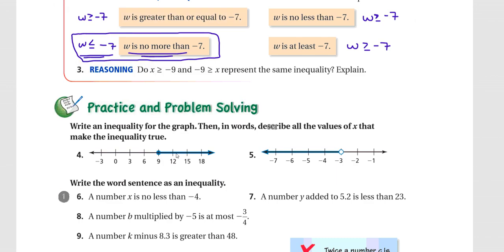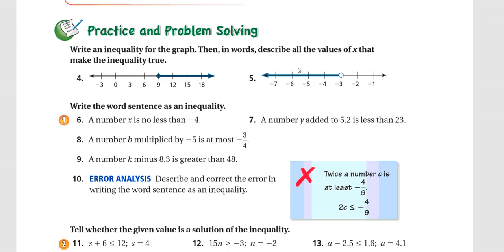For 4 and 5, write the inequality for the graph. So I'll go through number 4. On this one, it's a filled-in boundary, so I'm going to use X. I'm shading to the right, so that's greater than. All these numbers are greater than 9. But because it's filled in, it needs to also be equal to. So X is greater than or equal to 9. This number right here at the boundary is 9.